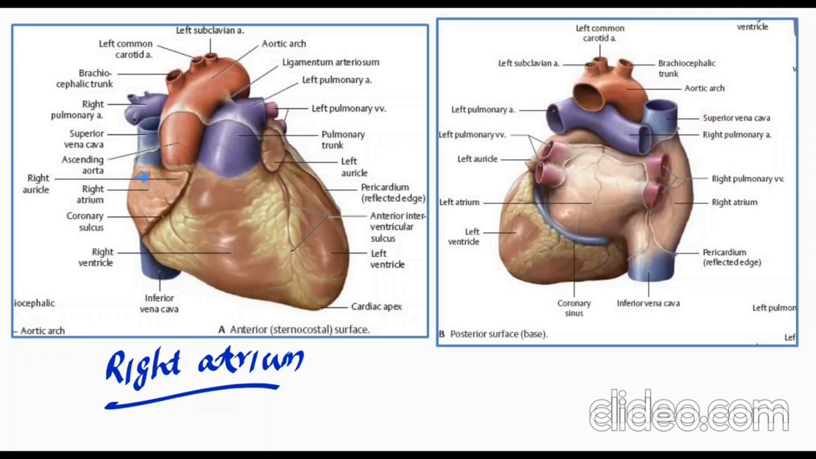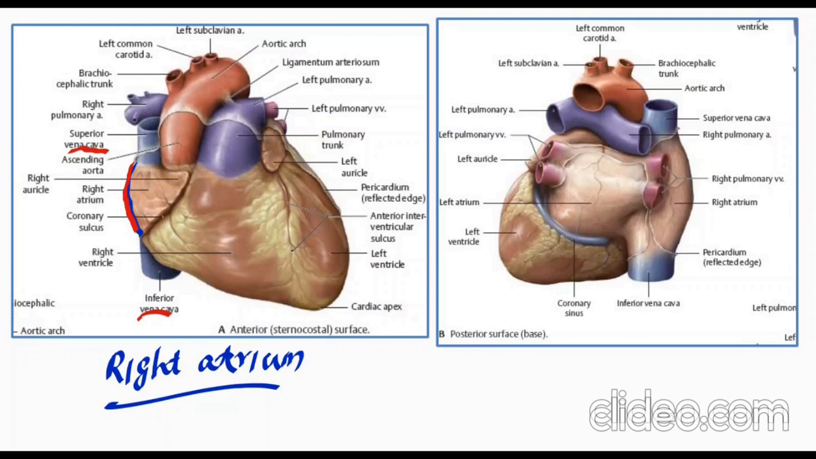Okay, the right atrium is a vertically elongated chamber which forms part of the sternocostal surface, and it also forms part of the right border. This is the right border of the heart. It receives the superior vena cava at the upper end and the inferior vena cava at the lower end.